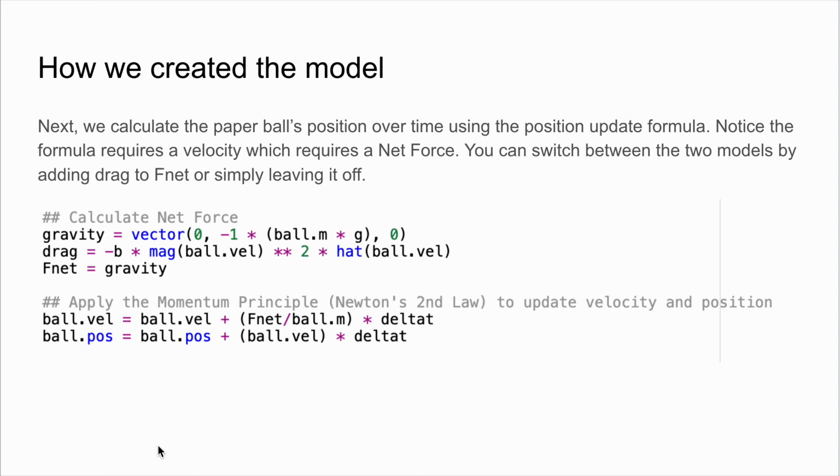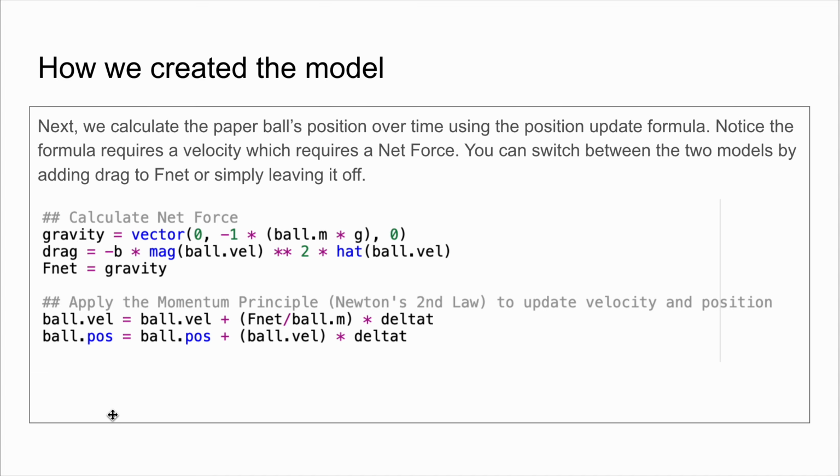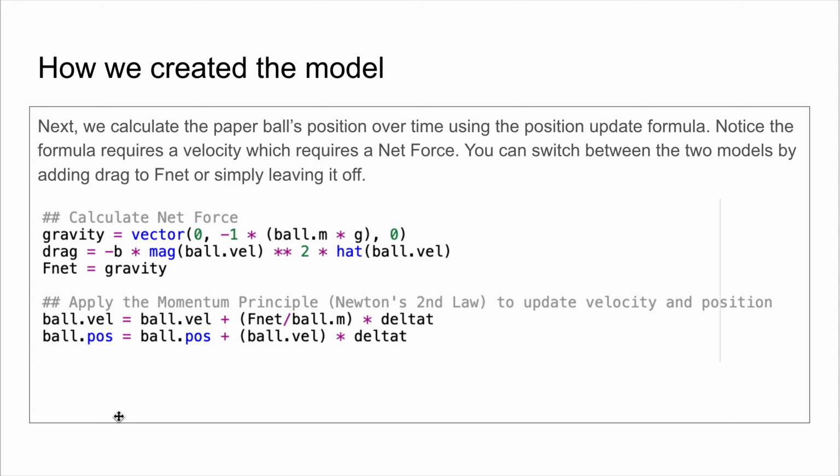Next, we calculate the ball's position over time using the position update formula as given by Newton's second law. So notice the formula requires a velocity, and velocity of course uses a net force, right? So gravity is calculated as a vector, 0, negative mg, 0, and then drag also is calculated as negative b, the magnitude of the velocity squared, and then the direction of the velocity. And then Fnet is gravity plus drag, or just gravity depending on which model.